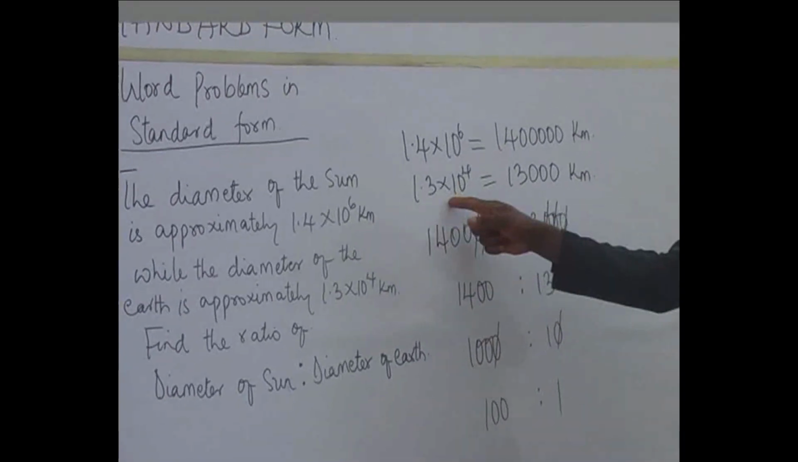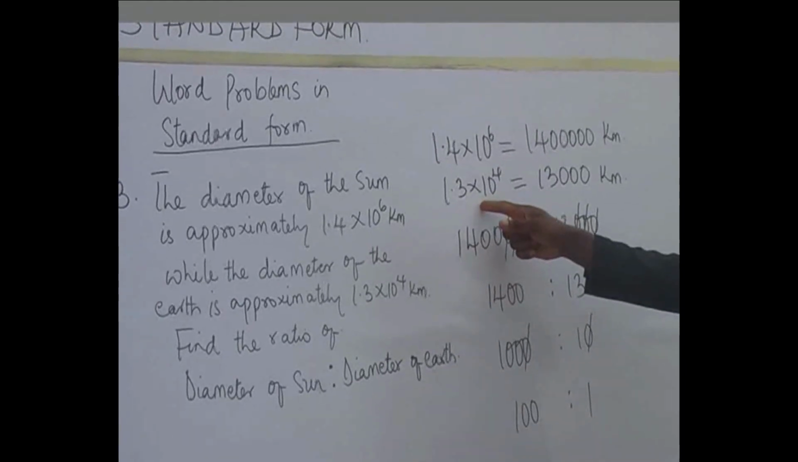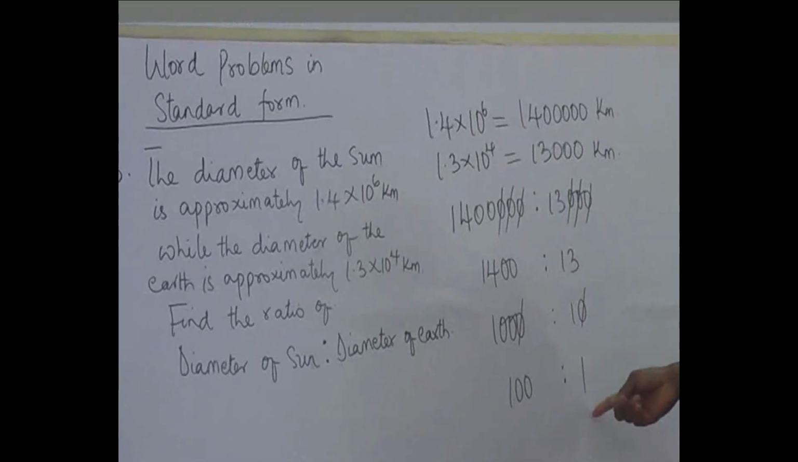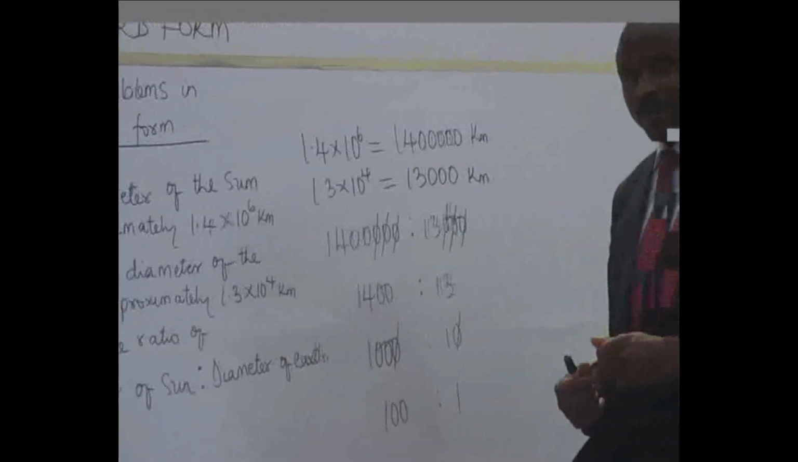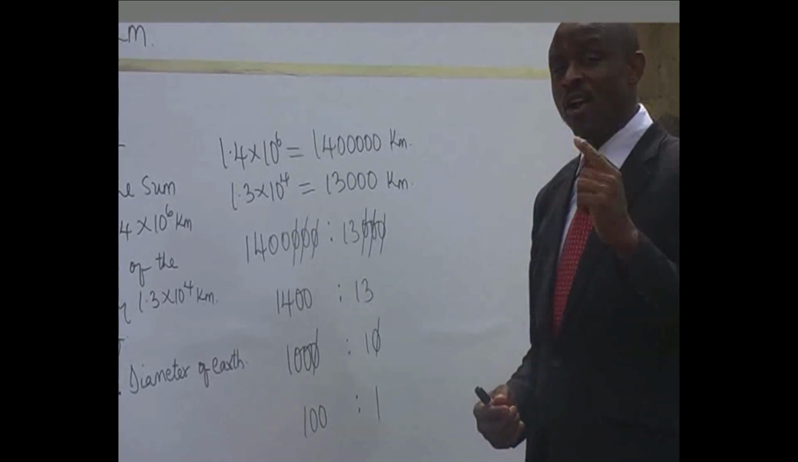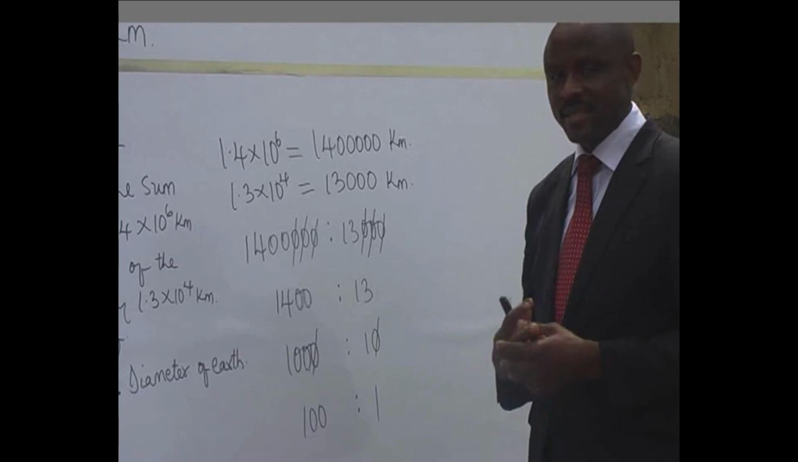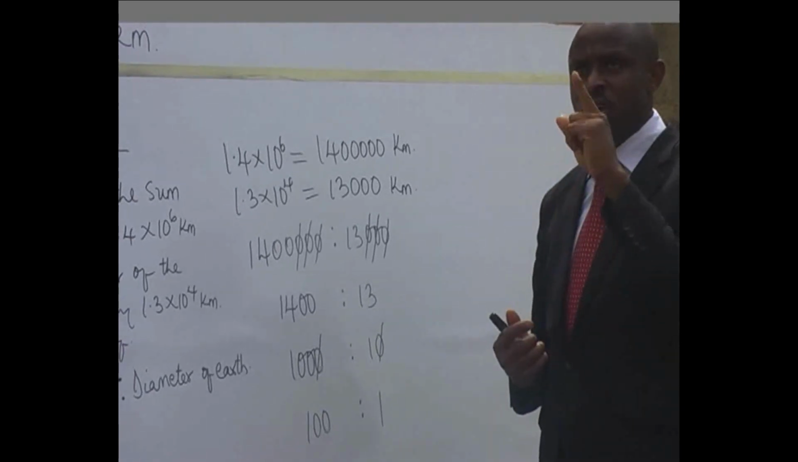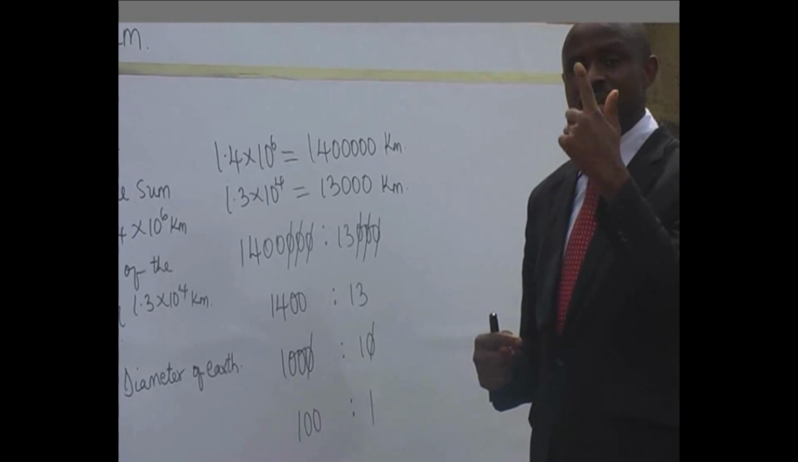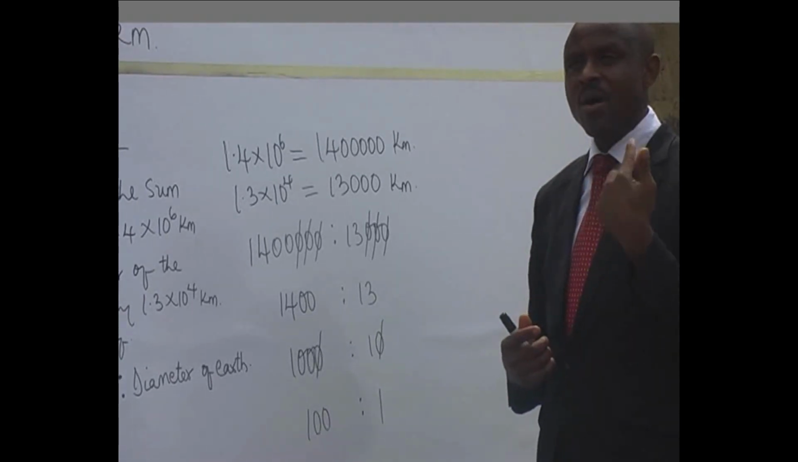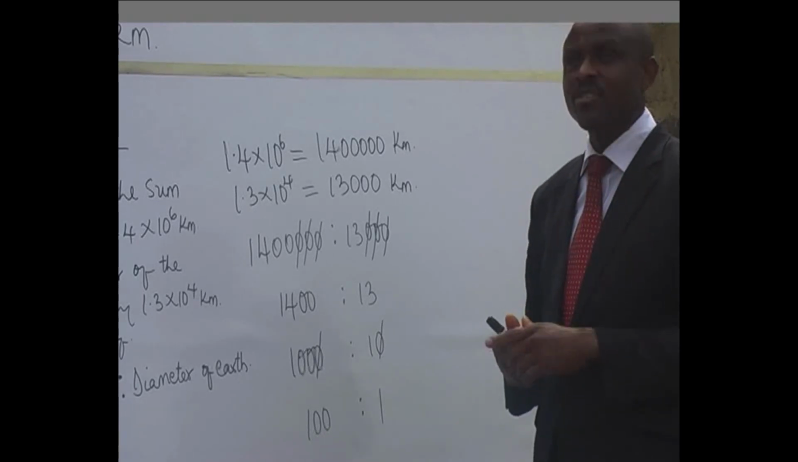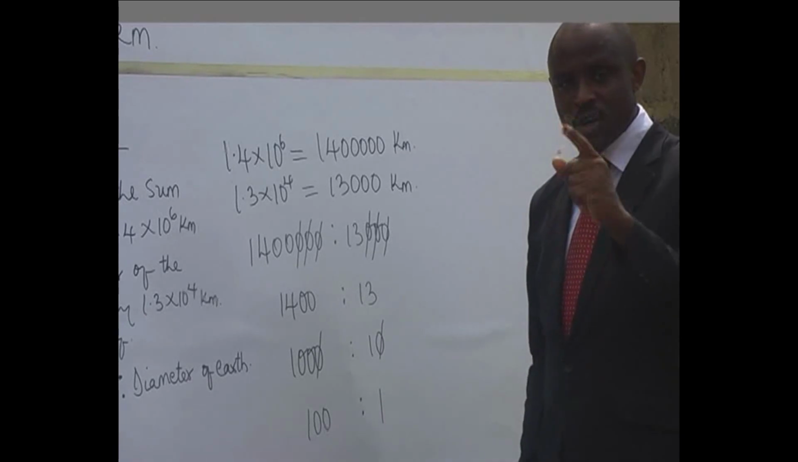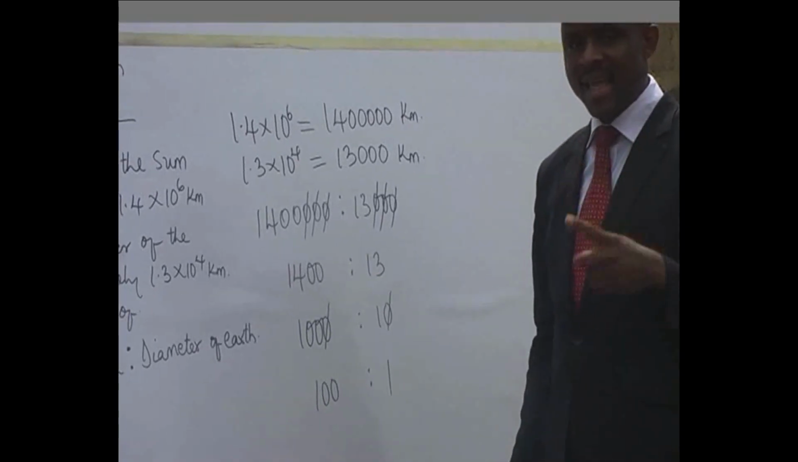That means the ratio of the diameter of the Sun as against the diameter of the Earth is 100 is to 1. That is to tell you that the Sun is like 100 times bigger than the Earth. I could recall there was a day a student was asking me, how could the Sun be bigger than the Earth when you are seeing it from inside the Earth? You don't know how far the Sun is from the Earth. The truth is that from what mathematics has given us, the Sun is like 100 times bigger than the Earth.